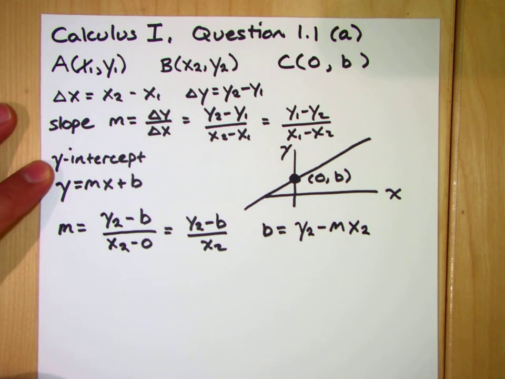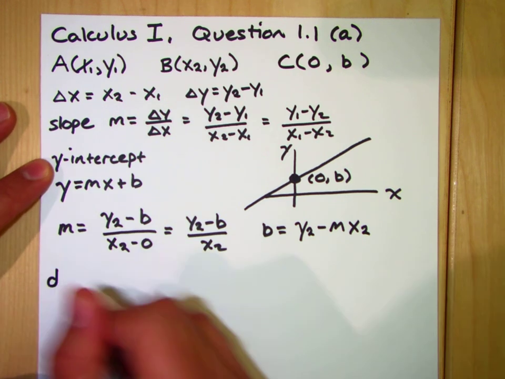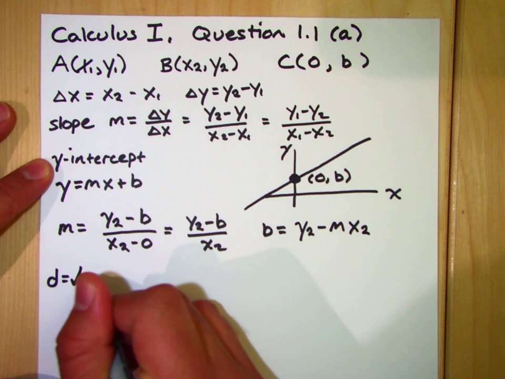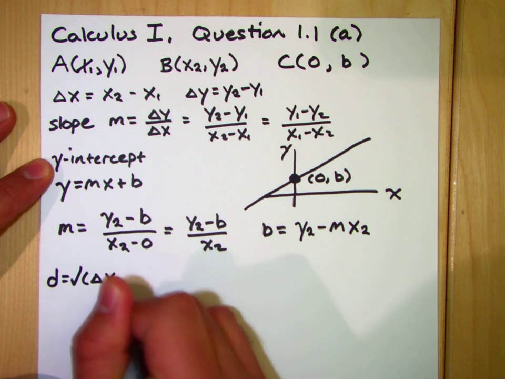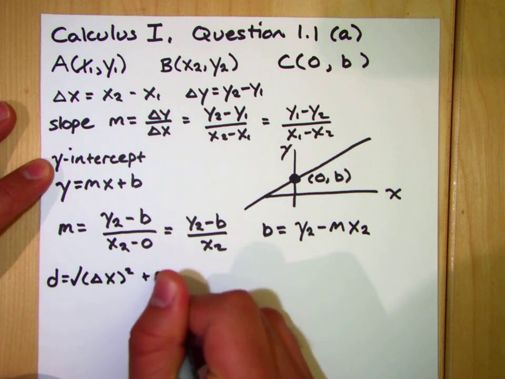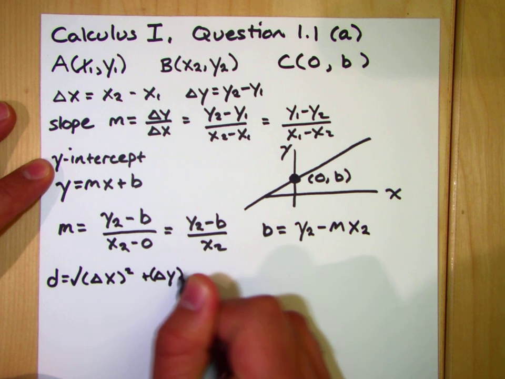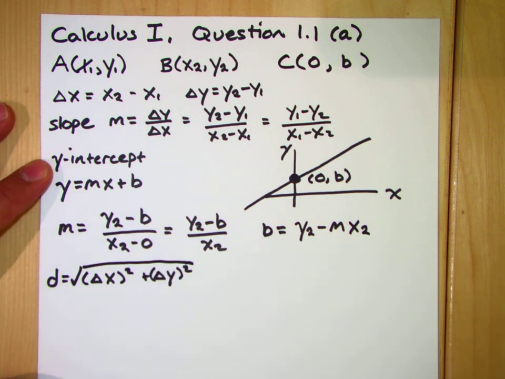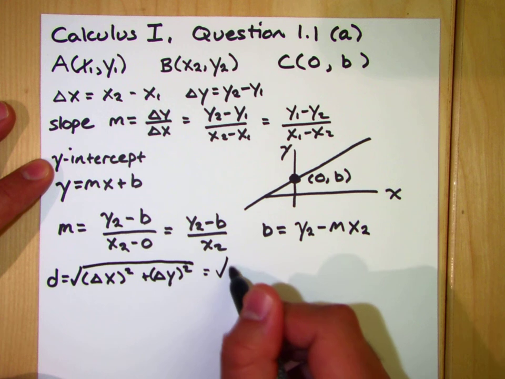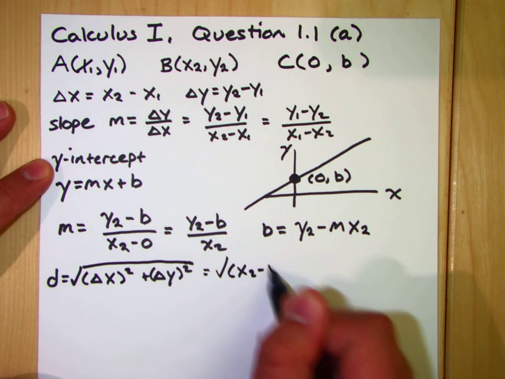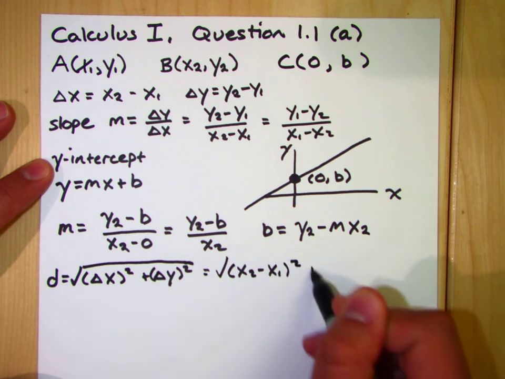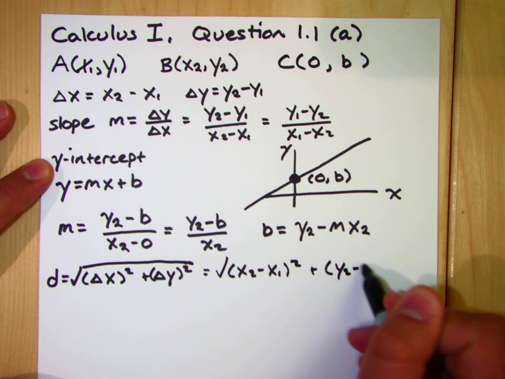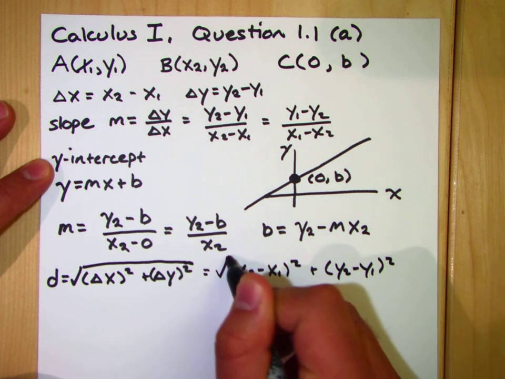And then finally, the distance calculation. The distance is equal to the square root of delta x squared plus delta y squared. Simple as that. And this expands out to the square root of x2 minus x1 squared plus y2 minus y1 squared.